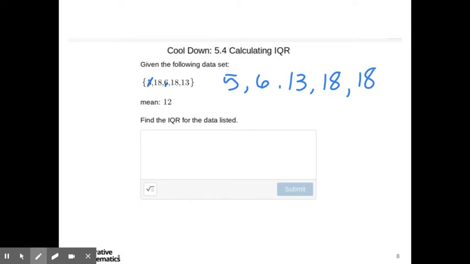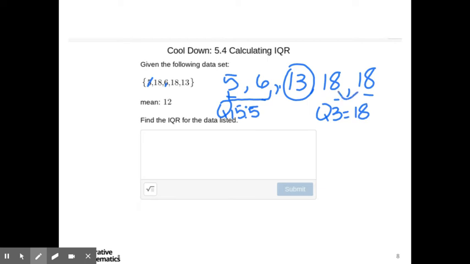And so if I'm looking at this list of data, I find the middle. I go 1, 1, 2, 2, and I have 13 in the middle. Since that value is the very middle, that's my median, and I don't include it in the first half or the second half. So then to find my quarter 1, I have to look between 5 and 6, so it would be 5.5. And then my quarter 3 would be between 18 and 18, which is 18.